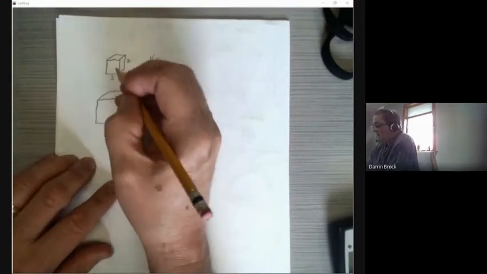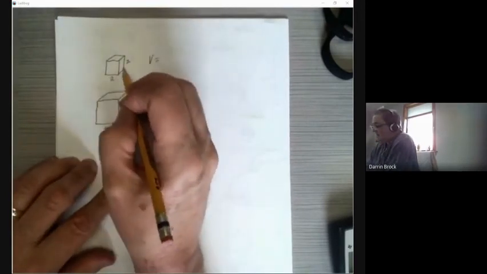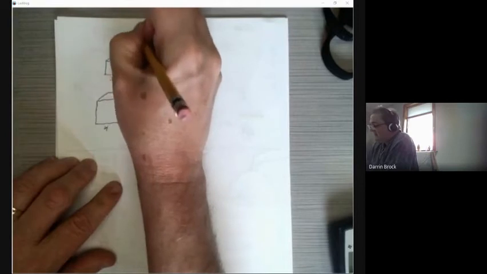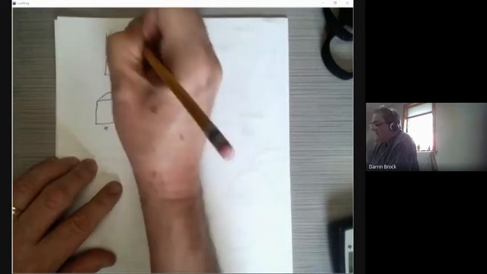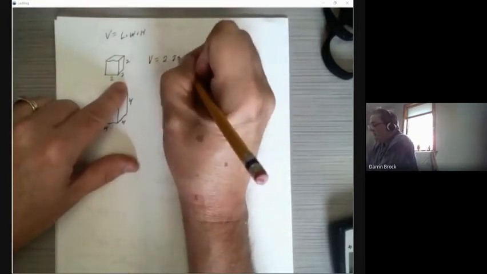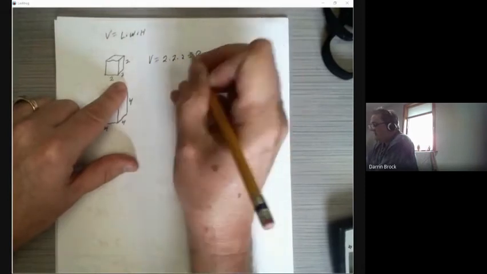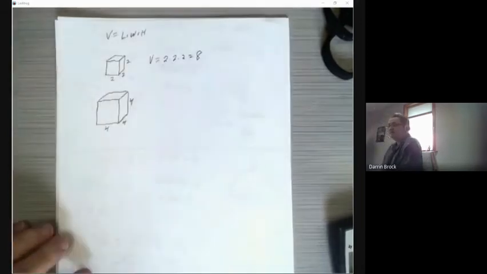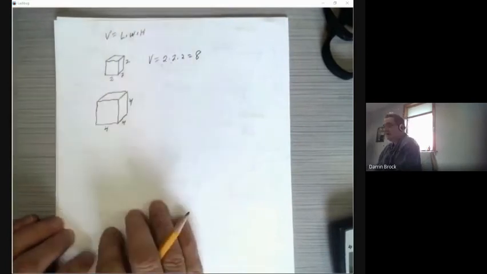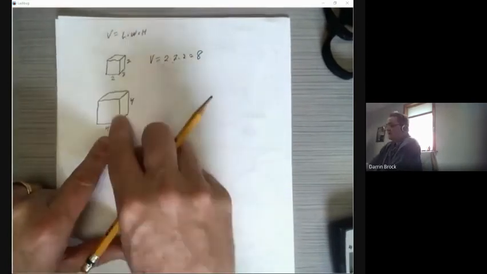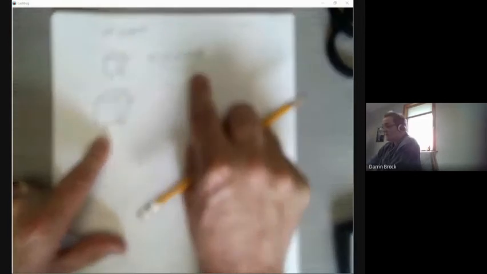This is a box, a square prism. It's the length times width times the height. Length times width times height is the volume. 2 times 2 times 2. That's 8. 2 times 2 is 4, times 2 is 8. So the volume of this box is 8. If this is twice as big, does that mean the volume should be 16?